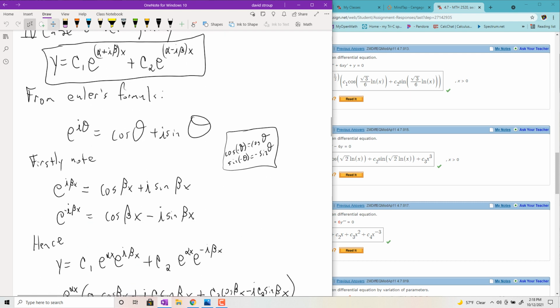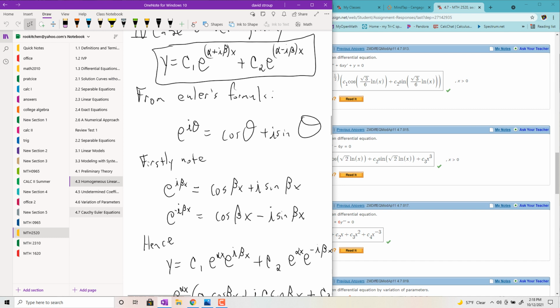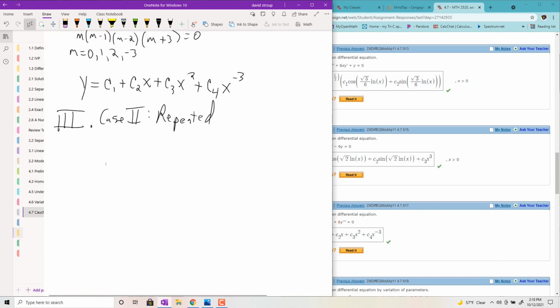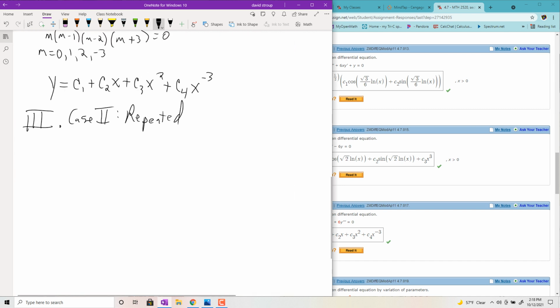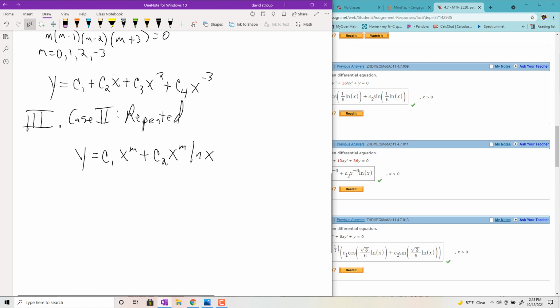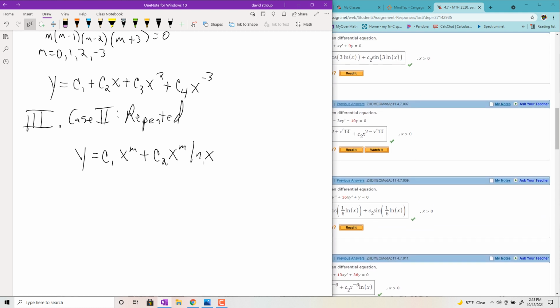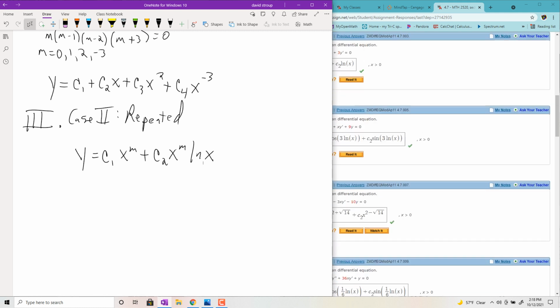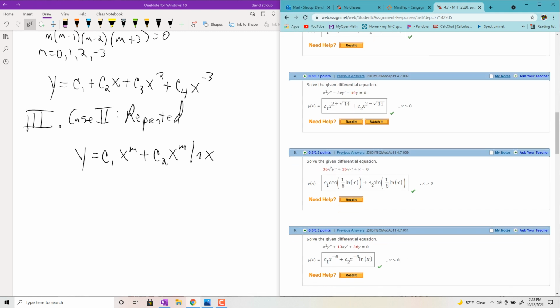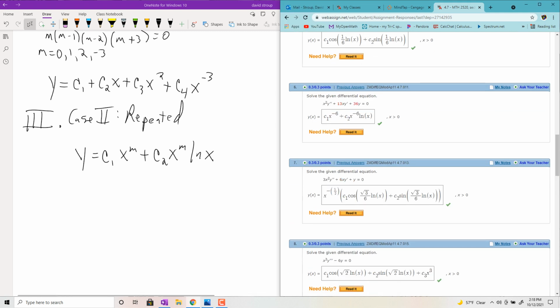Okay, so let me get back to where I was. So the form, supposing you had m repeated, you would have c1 x to the m plus c2 x to the m, and then you're going to tack on an ln x. Okay, so let's find one of those in here somewhere. I guess the second problem looks like one of them. Well, let's do number 6.